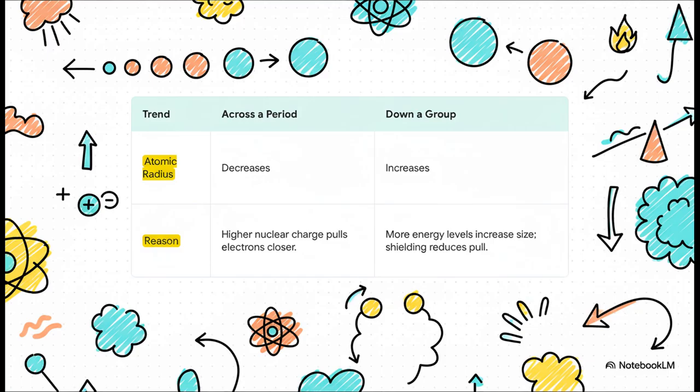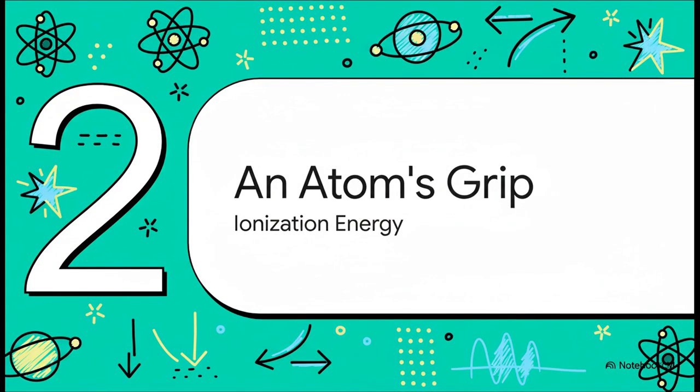So let's just nail this down. Atomic size gets smaller as you go across a row because of that stronger nuclear pull, and it gets bigger as you go down a column because you're adding entire new shells. Pretty straightforward, right? Now, let's use this one rule to unlock the others. All right, now that we got a handle on size, let's look at the first big domino to fall because of it, an atom's grip on its own electrons.